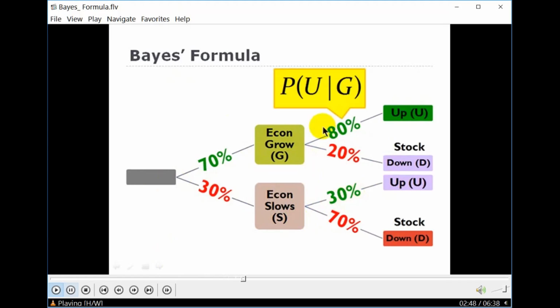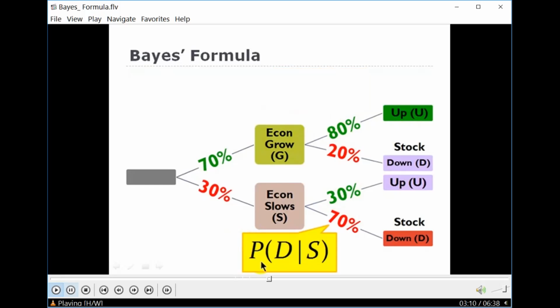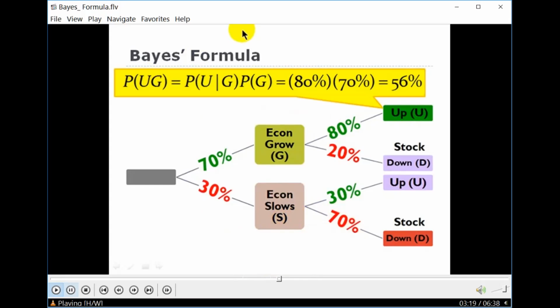So let's consider the terminology. This 80% chance is a conditional probability. It is the probability that the stock goes up, see right here, given or conditional on the economy growing. And it's 80%, and so that's a conditional probability because it's conditional here on this first state. Similarly, this is also a conditional probability, the probability that the stock goes down, given that conditional on the economy slows. In that case, 70%.